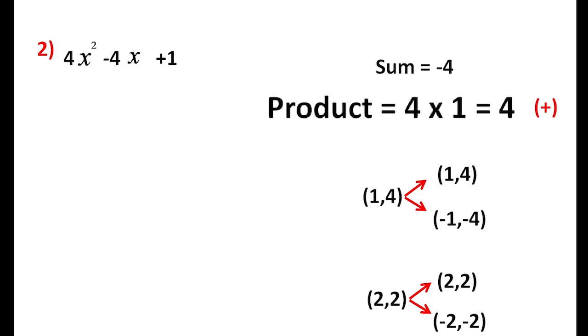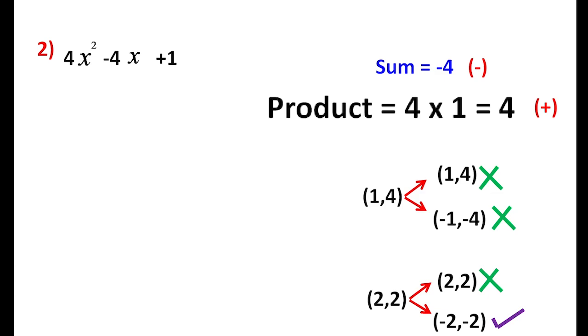Here we have to check each and every option such that the sum is negative 4. So take the first pair 1, 4. After adding 1 and 4 we will not get negative 4, so that option is wrong. Second pair, negative 1 and negative 4. After adding them we will not get negative 4, so that option is also wrong. Then the third pair is 2, 2. After adding 2 and 2 we will get positive 4, but our answer is negative 4, so that option is also wrong. And the last pair is negative 2, negative 2. After adding we will get negative 4. That is the correct option.